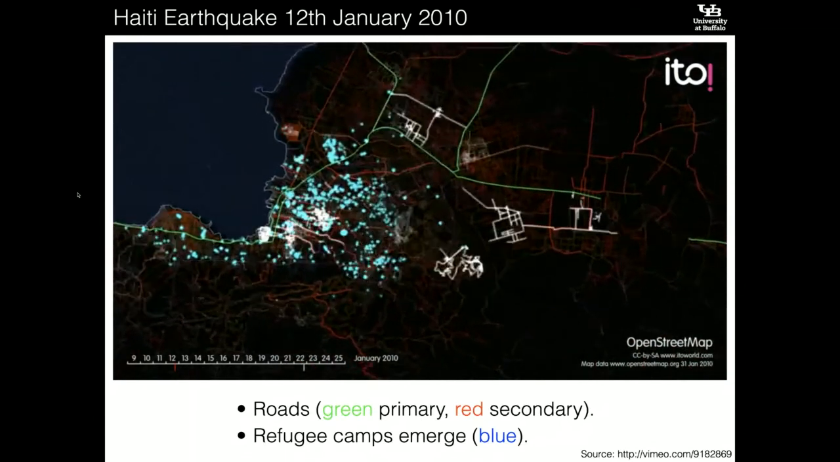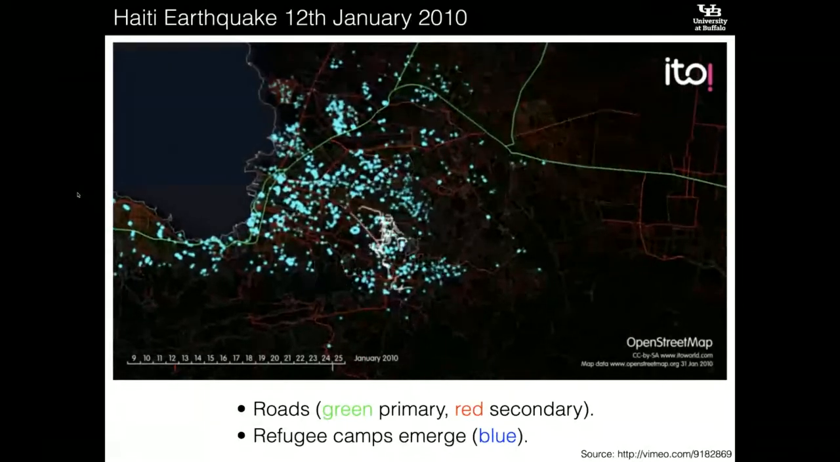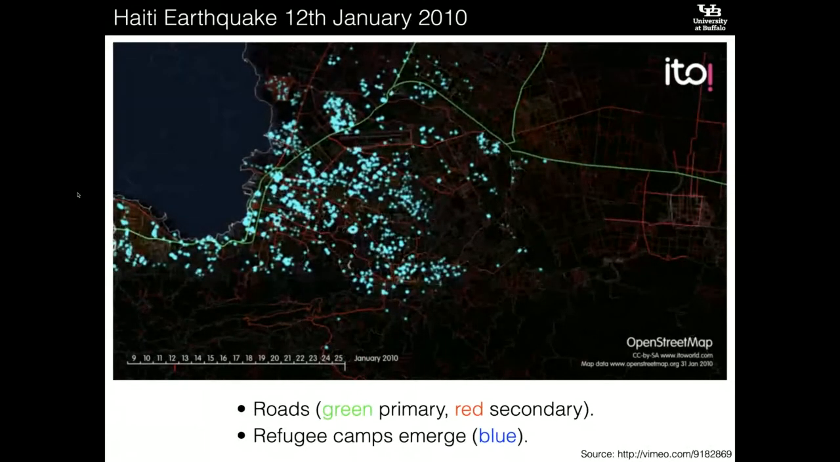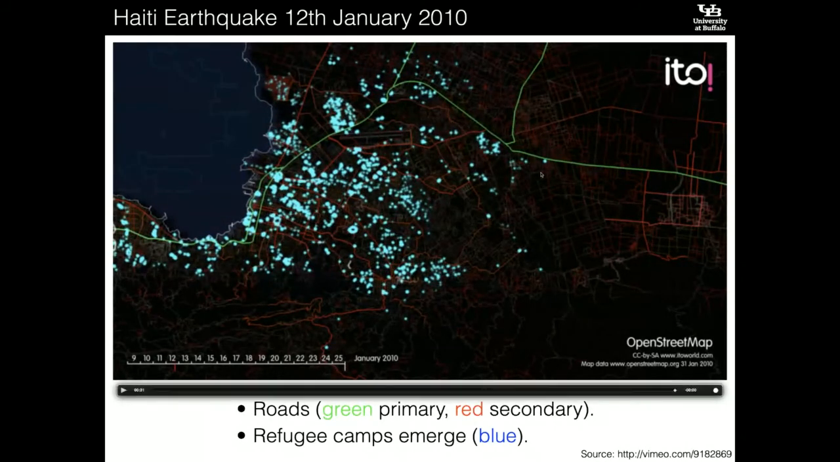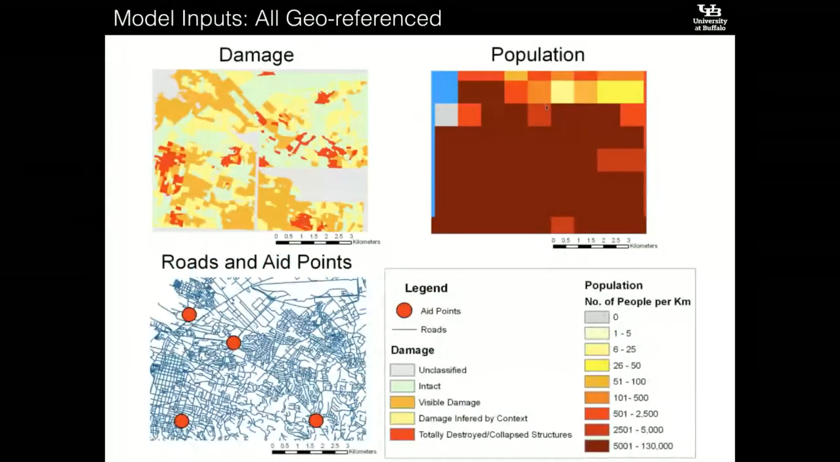Similar examples would have been seen with the Ebola outbreaks in West Africa a couple of years ago. A lot of the crowdsourcing efforts, humanitarian OpenStreetMap and various things, were mapping different things, and then different organizations like ITO provide amazing visualizations. The idea is, there's a lot of data out there that we could use to help build a model of potentially disaster relief.